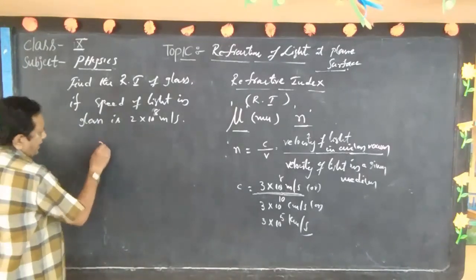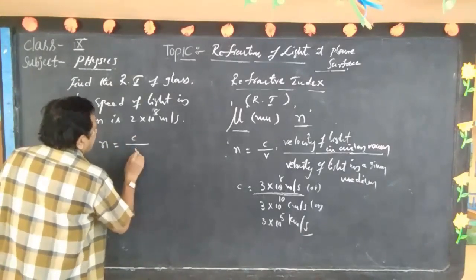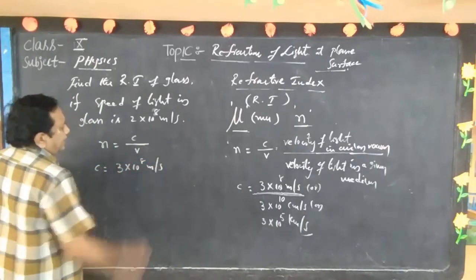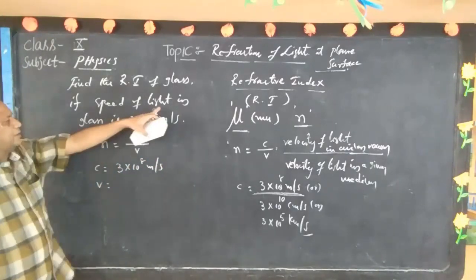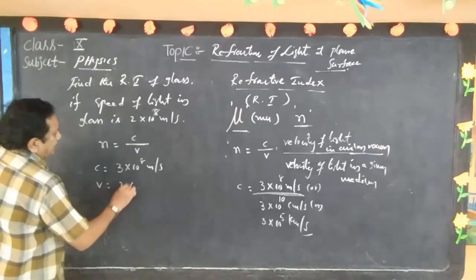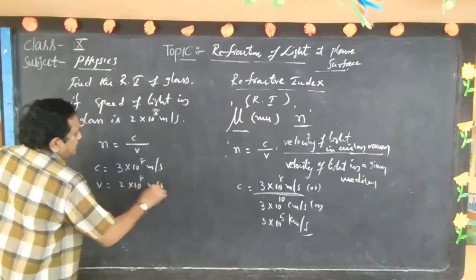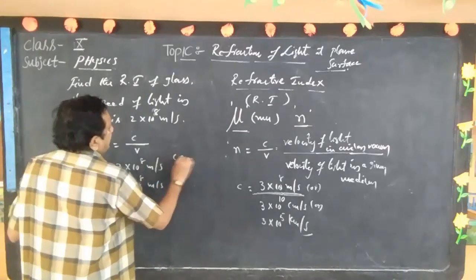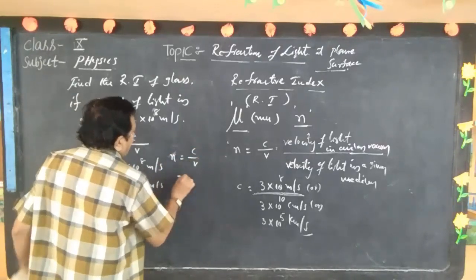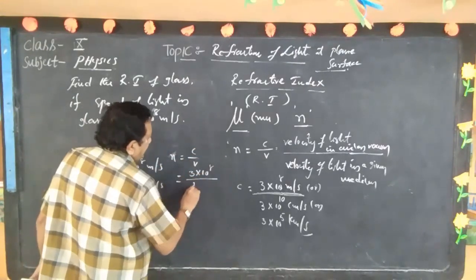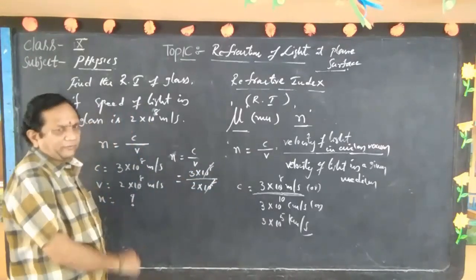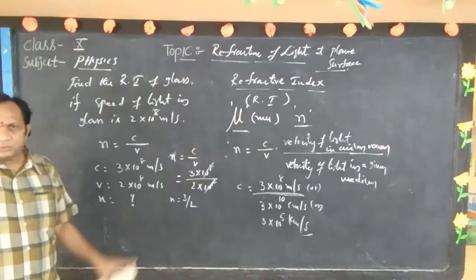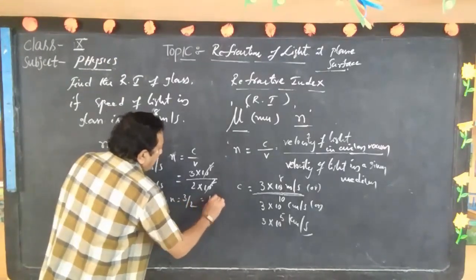Now what you have to calculate is the refractive index. First we have the formula: n is equal to c by v. In this case, the value of c is constant, c is equal to 3 into 10 to the power of 8 meter per second, and the value of v is given in the question, 2 into 10 to the power of 8 meter per second. Now substitute in the formula: n is equal to 3 into 10 to the power of 8 by 2 into 10 to the power of 8. 10 to the power of 8 gets cancelled. Now n is equal to 3 by 2. So the refractive index of glass is 3 by 2. Remember the fraction; otherwise 3 by 2 means 1.5.